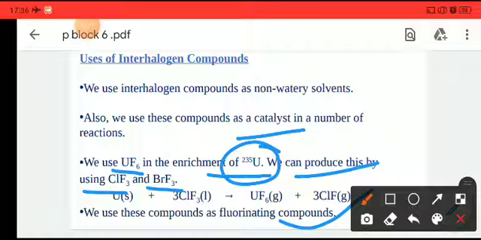So we have discussed the ins and outs of interhalogen compounds. What interhalogen compounds are, how many types there are, and we saw examples of 4 types of interhalogen compounds and their characteristics, and how we can form an interhalogen compound. We have also discussed the reactivity of the interhalogen compounds compared to the halogens, and similarly the structure of the interhalogen compounds and the uses.